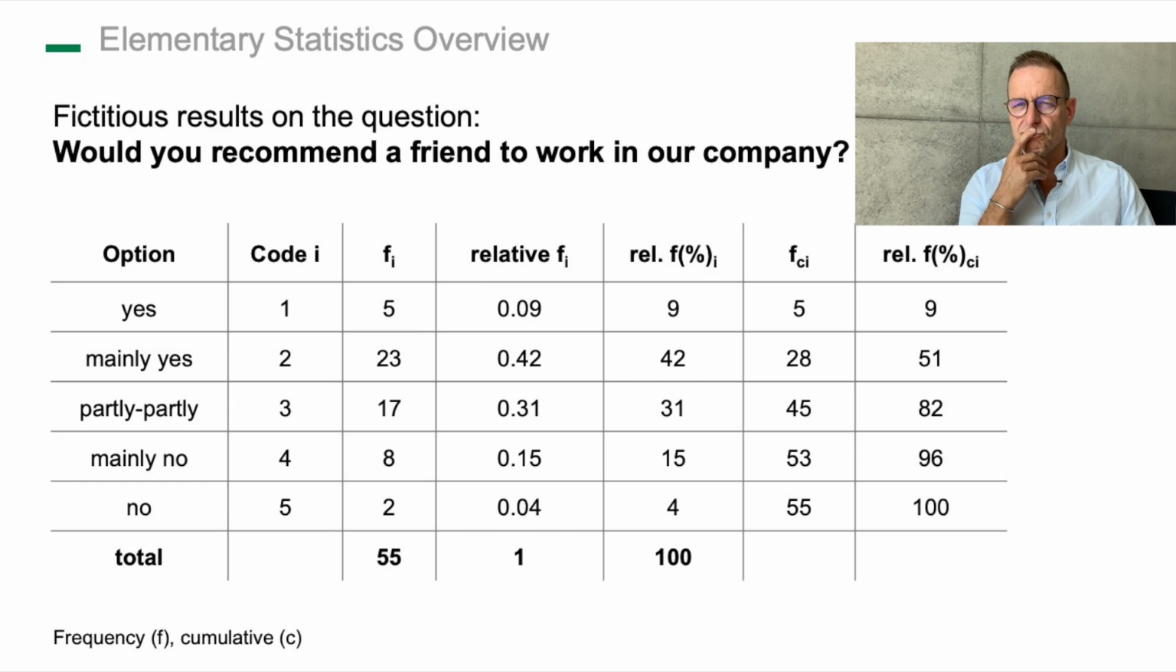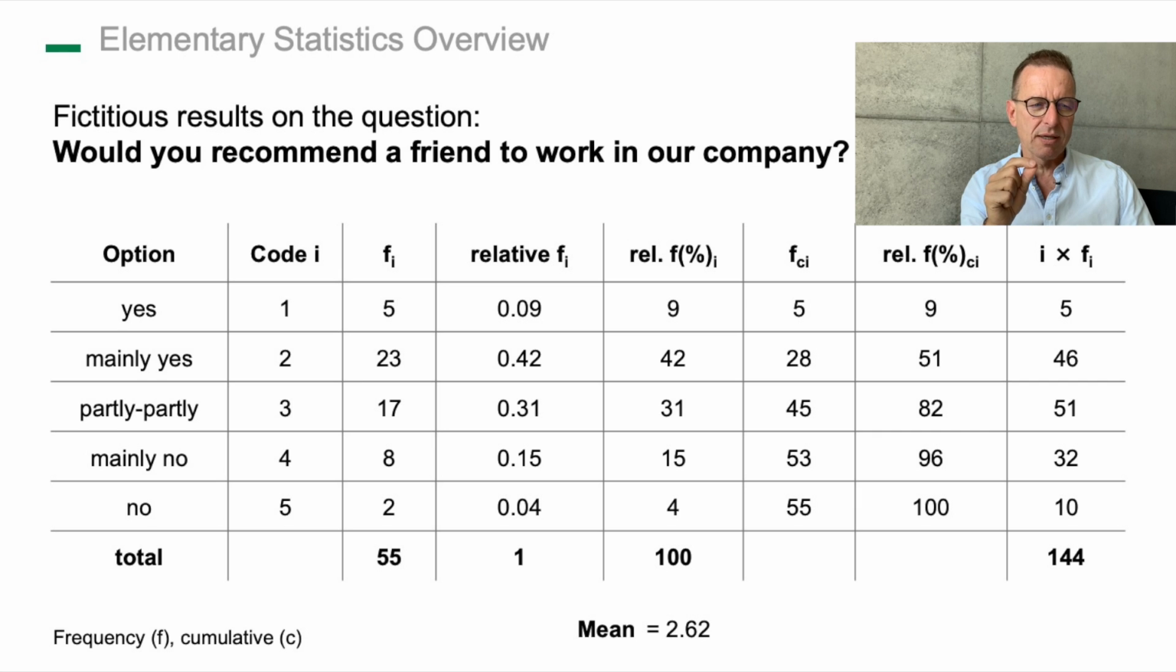Now, when you multiply the coding of every category by the absolute frequency and you sum it all up, it's the same as when you sum up all the values that you have. So 5 times 1, 23 times 2, 17 times 3, you sum it all up, you end up with 144. When you divide this 144 by the total number of respondents, guess what you receive? You receive what we name the mean, the average, which in this case is 2.62.